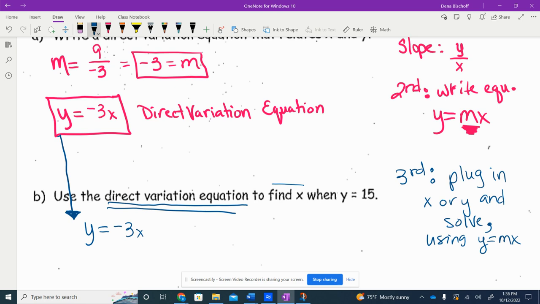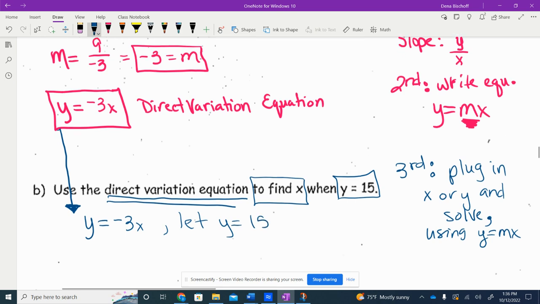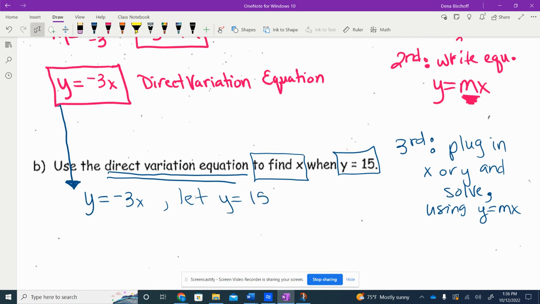And it says, what is the value of x? We're trying to solve for x when y equals 15. That's the same thing as saying evaluate or let y equal 15. How do I solve that? I'm going to plug it in, first of all. Yes, Parker. So y is now 15. 15 equals -3x. And Parker said, well, just divide that by -3. And 15 divided by -3 is -5.